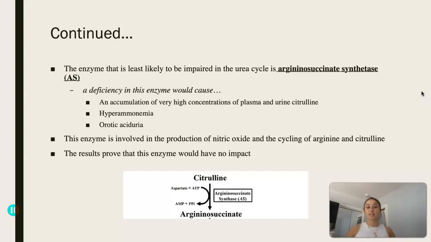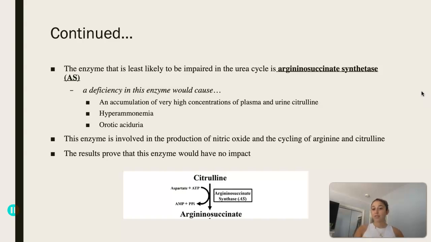A deficiency in this enzyme would cause an accumulation of high concentrations of plasma and urine citrulline, hyperammonemia, and orotic aciduria. And the enzyme is also involved in the production of nitric oxide and the cycling of arginine and citrulline. So being that the results don't necessarily coincide with what would result from a deficiency in this enzyme, we can kind of agree that the enzyme that is least likely to be impaired in this cycle is AS.